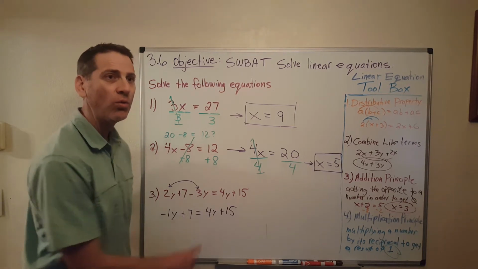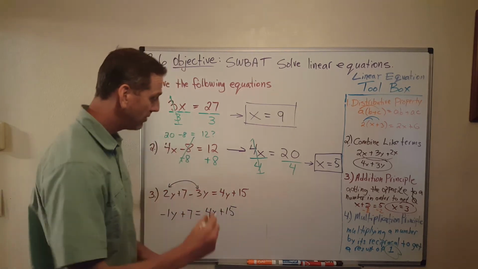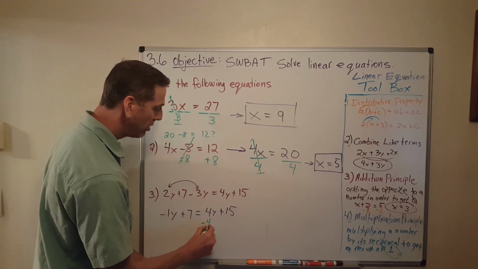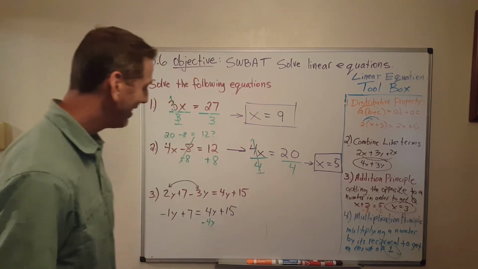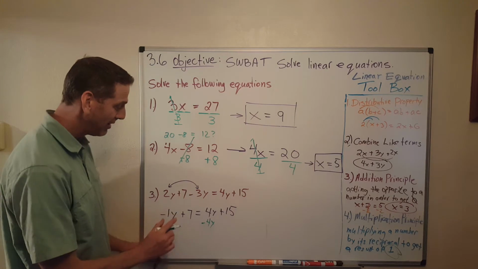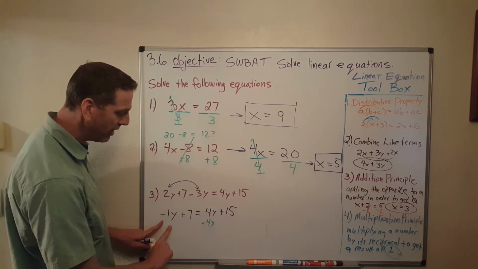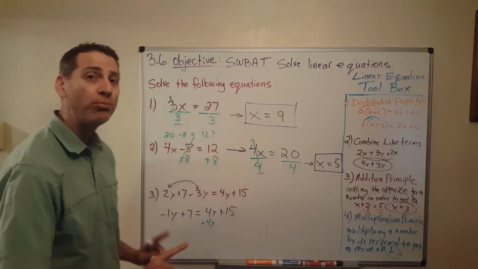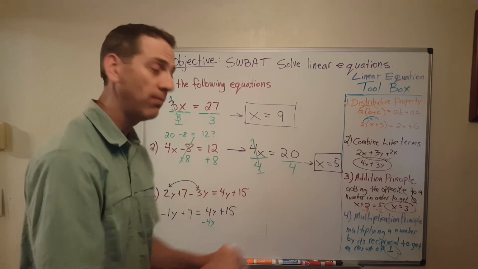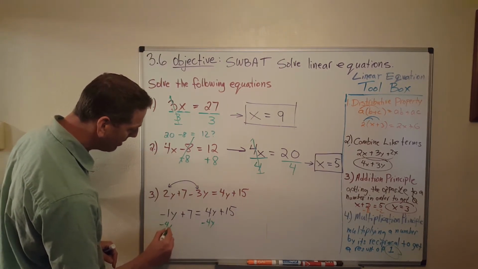So I want to get rid of 4y. Well, how do I get rid of 4y? Well, it's very simple. You just subtract 4y, and now it's gone, right? And as long as I do it to both sides. So I'm going to put negative 4y over here. Now where should I put it? Should I put it under the negative 1y or the 7? I want to put it underneath its like term. All right, so negative 4y, I'm going to put him right there.